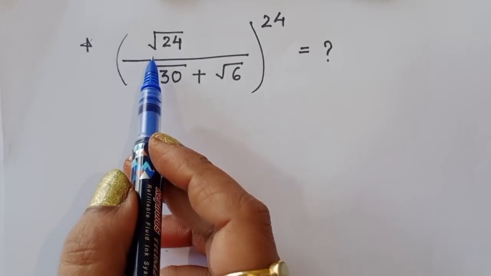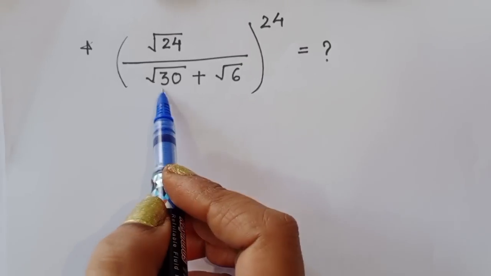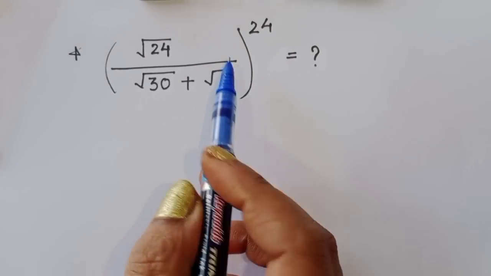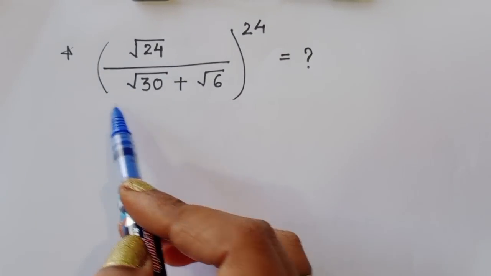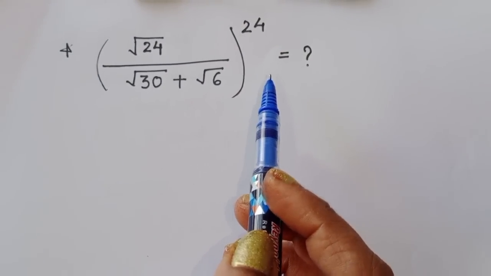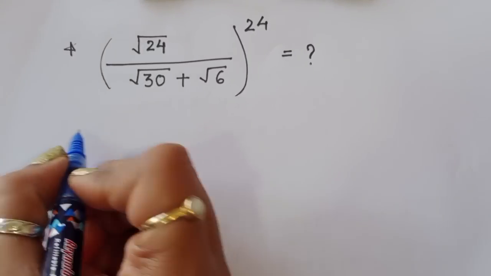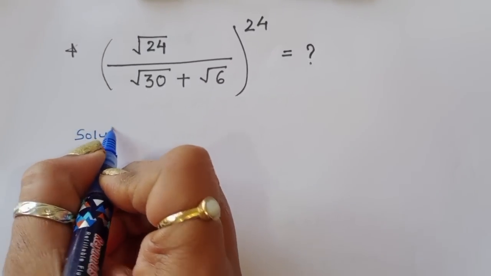The question is: given square root of 24 divided by square root of 30 plus square root of 6, the whole to the power 24. We have to find the value of this expression. So let's see the solution and how we can find the value of these sums.